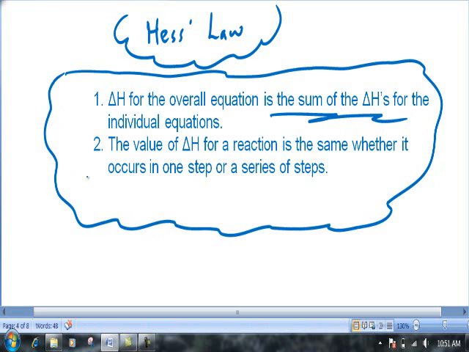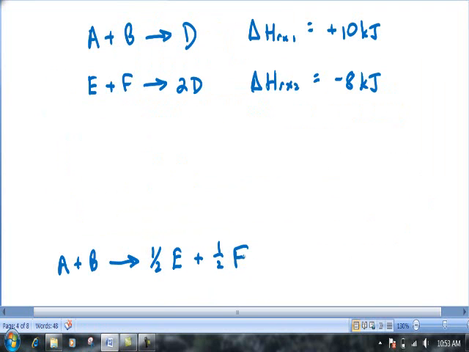And the second thing is the value of the enthalpy of a reaction is the same whether it occurs in one step or one reaction, or if we add together several reactions to get a heat of reaction. This would be an application of Hess's Law. Let's say we're given two reactions. We have A plus B goes to D. We're given our enthalpy of reaction for that as positive 10 kilojoules.